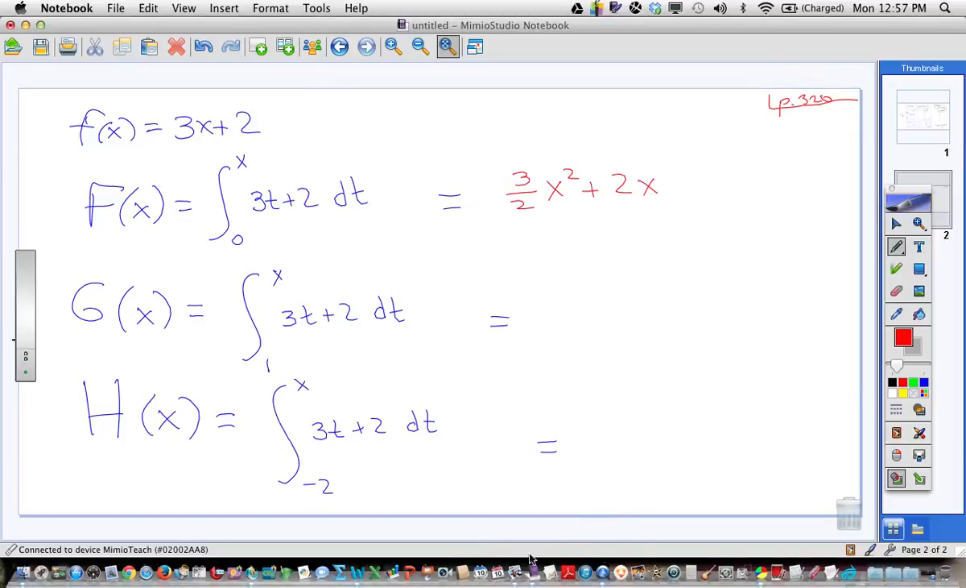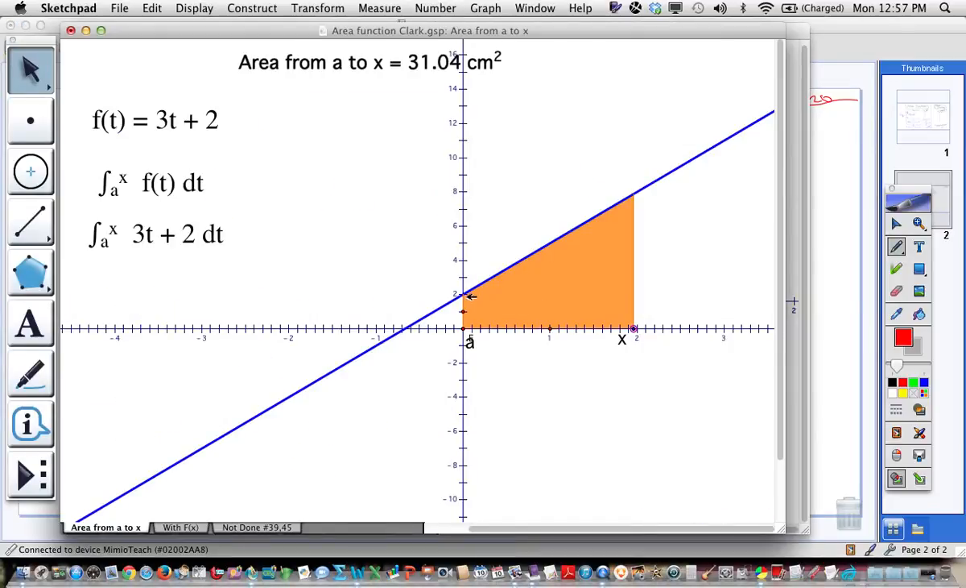Okay, let's go back to our picture, and let's change this. Let's do G now. What was big G? What was the left endpoint? 1. So let's slide our left. So redraw a new picture. Put your left edge at 1. Again, it's a trapezoid.